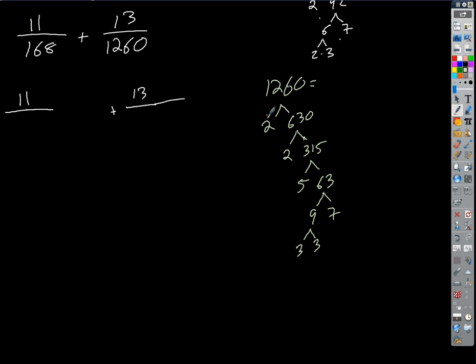Okay, so what about this one? Now we've got 2 squared times 3 squared times 5 times 7. Good.